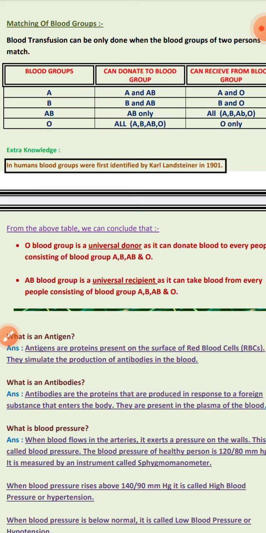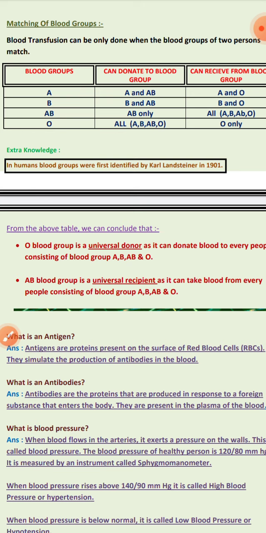And what is their function? Their function is to stimulate the production of antibodies in the blood. What is the meaning of stimulate? It means to cause to happen rapidly. So they increase the rate of production of antibodies.